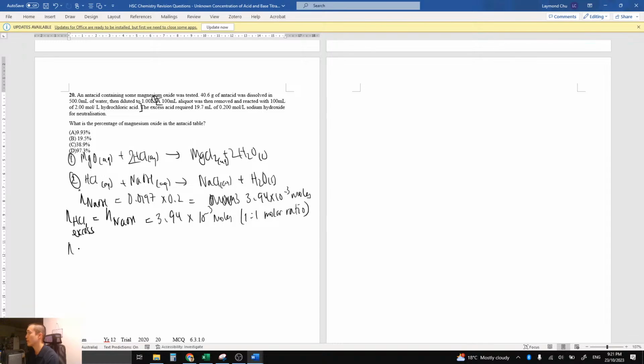So let's find the initial HCl that we used, which is 100 mL of 2 molar. 100 mL times 2 moles per liter, which is 0.2 moles. Is that right? Yep. So our HCl consumed is just HCl initial minus HCl excess.